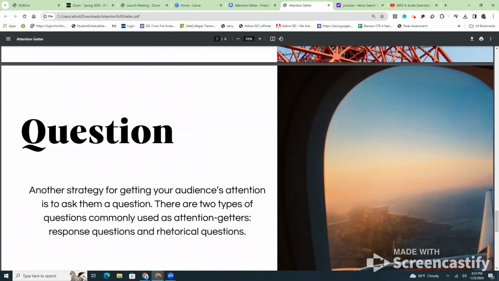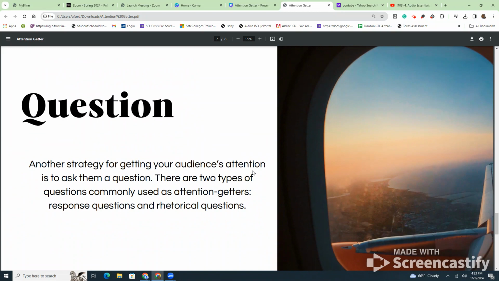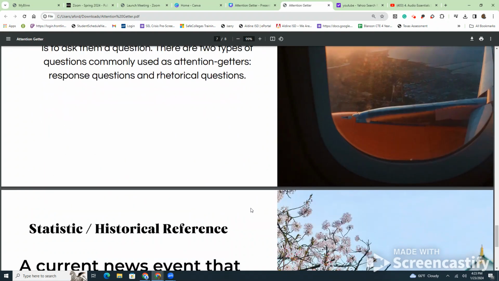Now, there are two types of questions when you are using them as an introduction: a response question, where you're going to ask, "Raise your hand if you had spaghetti and fish for dinner," or "How many people here like spaghetti and fish?" The next can be a rhetorical question. On the other hand, with this type of question, there's actually no response expected because both you and your audience know the answer to the question.